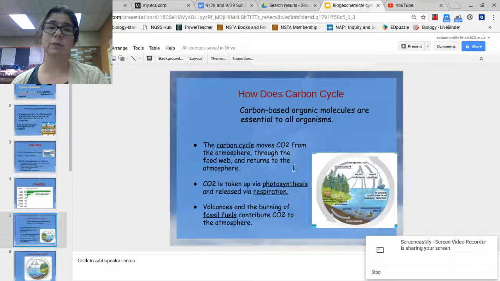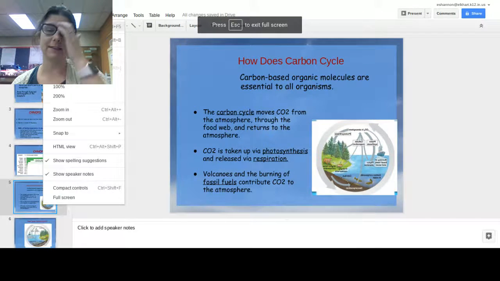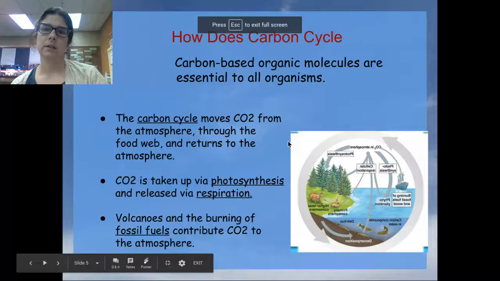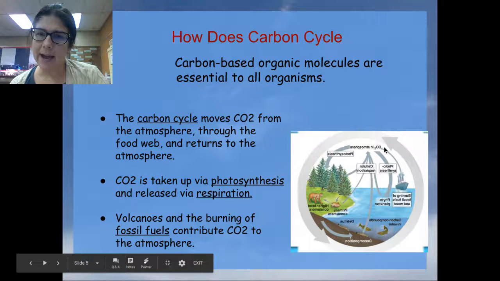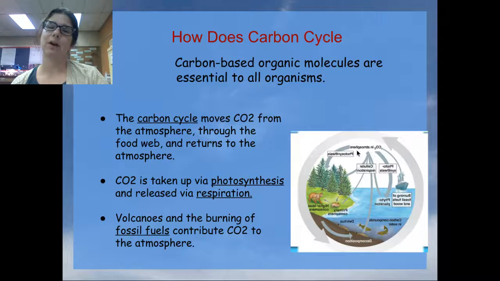The carbon cycle moves from carbon dioxide, which is called CO2, which is found in the atmosphere, through the food web, and then it returns through the atmosphere. And you know what? I'm going to try to make this a little bit bigger so we can see it. And so here we have, and it's backwards. But up here in the top, we have carbon dioxide. The plants use carbon dioxide in a process called photosynthesis.